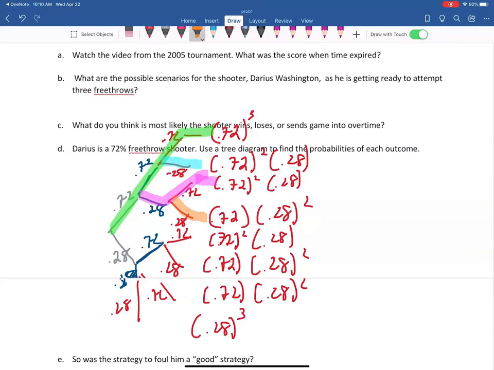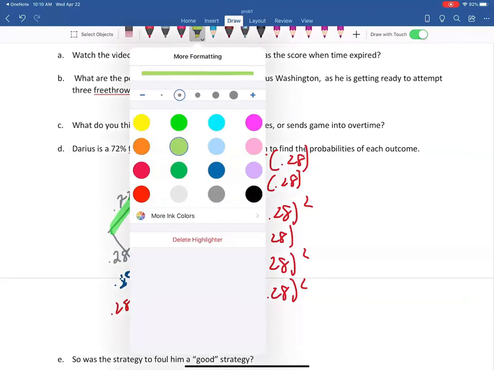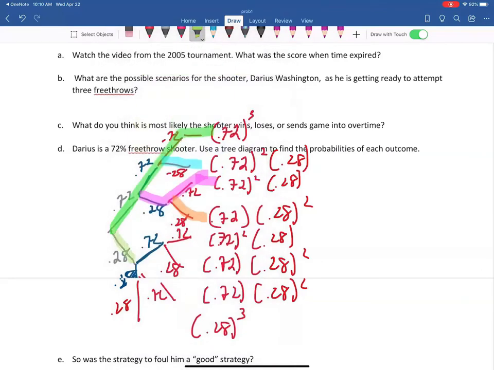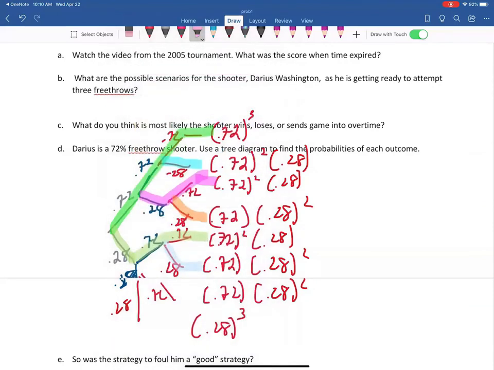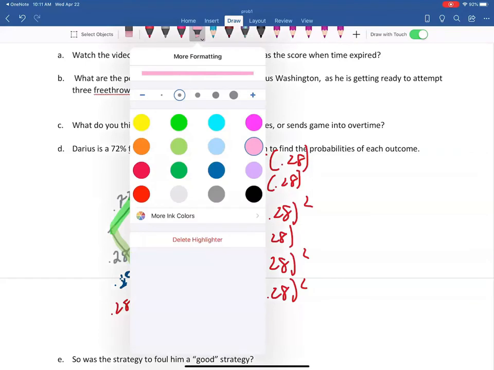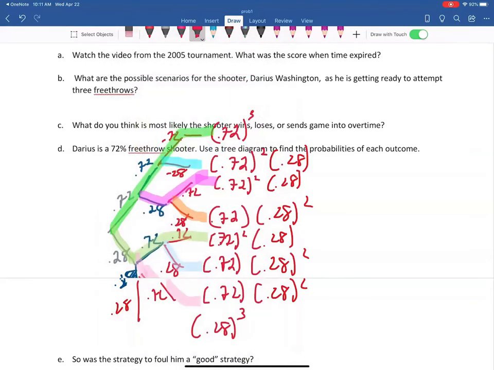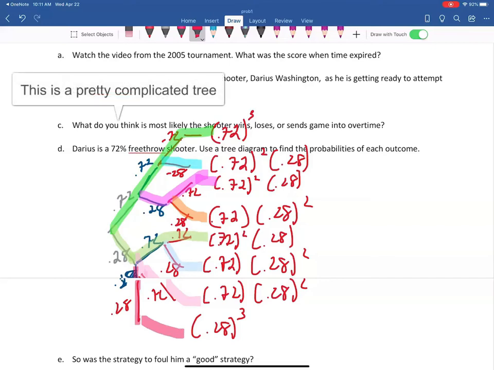So then on that highlighter, let's highlight these ones out. We'll go with this green. So that's here, and then here for that one. And here for that one. And here for this one. And last, all the way down here and here for that one. Okay, so there's my tree diagram.